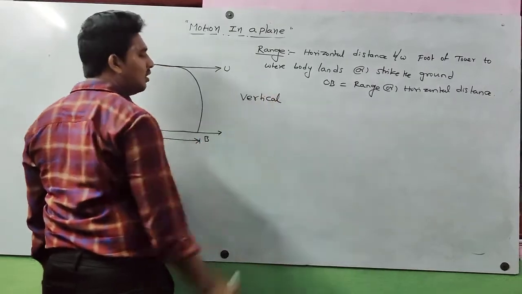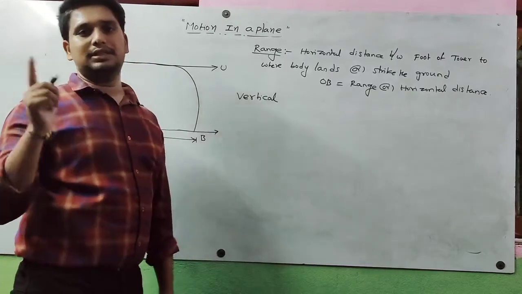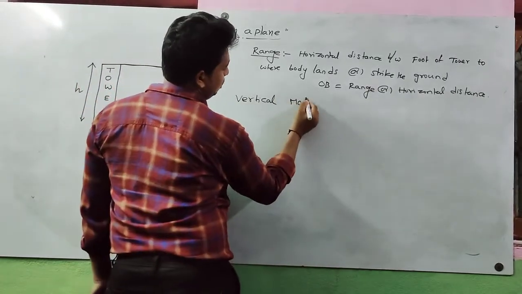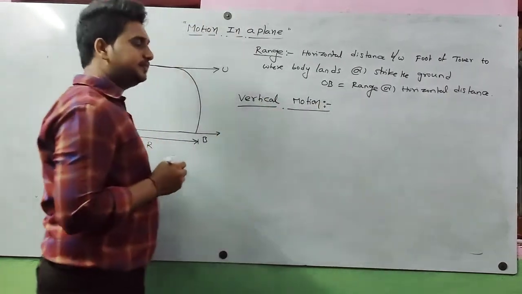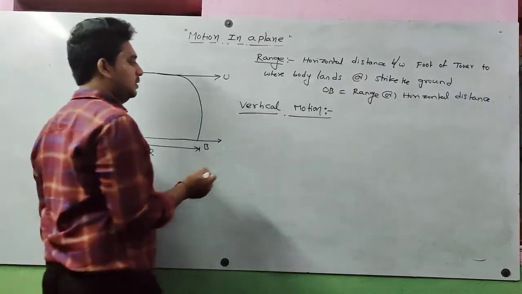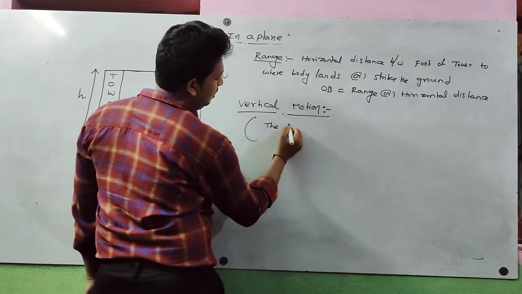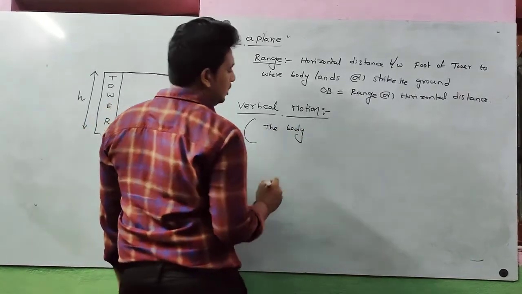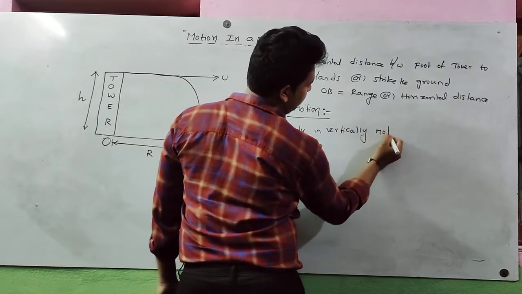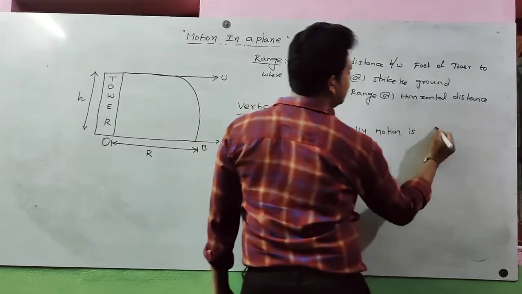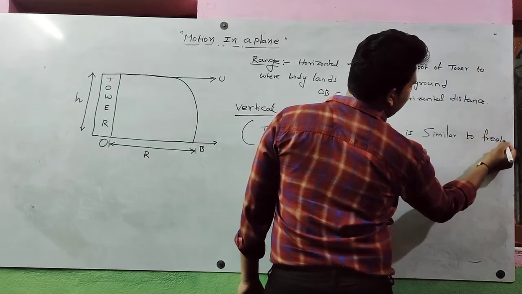Because in case of horizontal projection we had two motions. One is horizontal motion, another one is vertical motion. In case of vertical motion, the body in vertical motion is similar to a freely falling body.